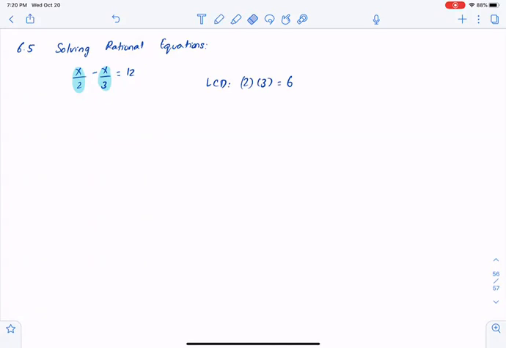So to make the first fraction have a denominator of 6, I'm going to multiply and divide x over 2 by 3. The second fraction, multiply and divide by 2, on the rational expression. And that would equal 12.